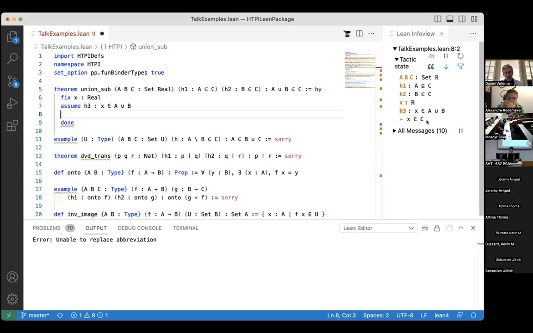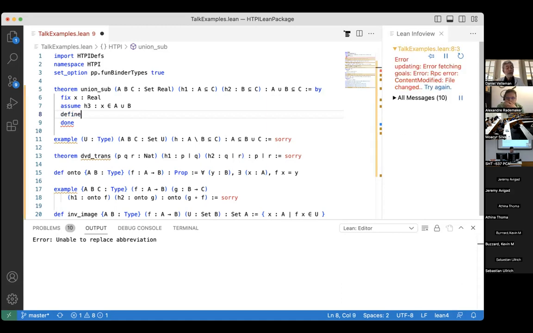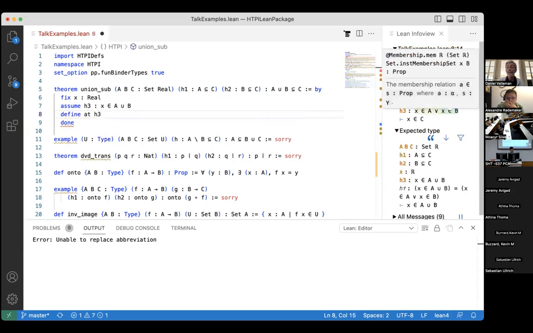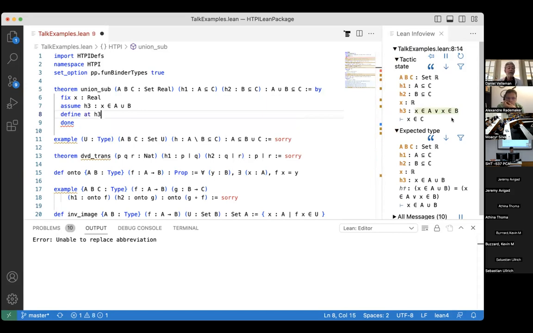So as I said when I was talking about the proof strategies and how to prove it, the proof strategies are all based on the logical forms of givens and goals, and the logical forms are often revealed by writing out definitions. And in particular, the definition of H3 is going to be the guide to the rest of this proof. And so I have a define tactic. I'm going to say define at H3. And that has written out the definition of X is in A union B. It's X is an element of A or X is an element of B.